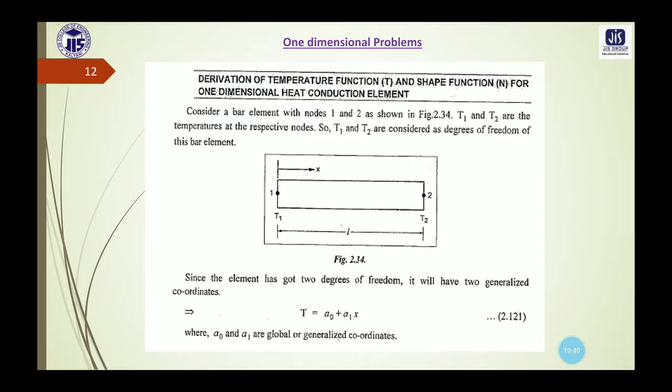Here in this diagram we can see a bar element is given, and this bar element has 2 different nodes, 1 and 2. And T1 and T2 are the temperatures at the respective nodes. So here T1 and T2 are actually considered as degrees of freedom of this bar element.